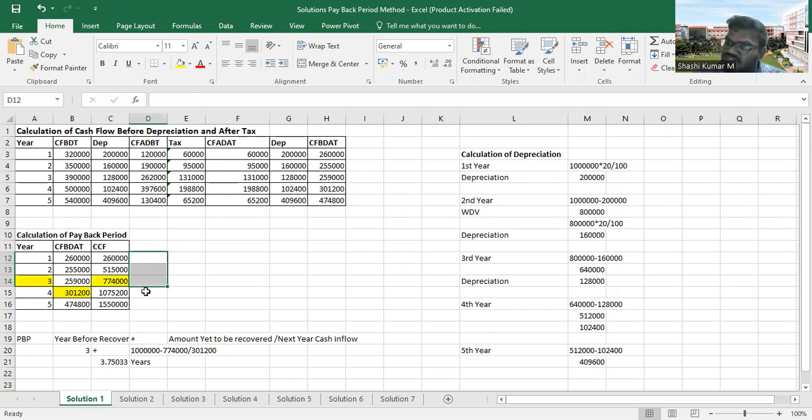Year before recovery is 3 years plus amount to be recovered. So how much amount do we need? 10 lakhs. Correct. 10 lakhs minus 7,74,000, because we already got 7,74,000. So the remaining amount out of 10 lakh, we need to divide by that year's cash flow. That year's cash flow is 3,01,200. If you do it, it is 0.75 years. So we have to add 3 plus 0.75 years. You will get this value. So this is how we can calculate the payback period.